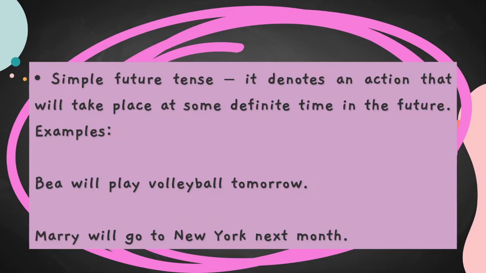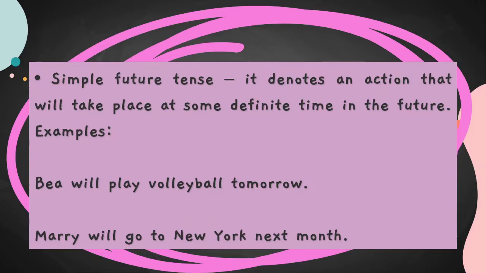So tomorrow is a future, right? Because it's not happening yet. It's going to come. So the subject here is Bea. The verb is play, and will is our helping verb. Will is also an indicator that we use a modal verb to express futurity. Same with the sentence below. Next, let's proceed with the sentence below.